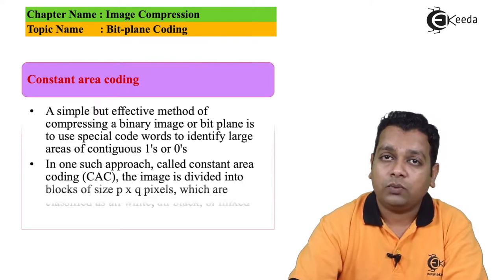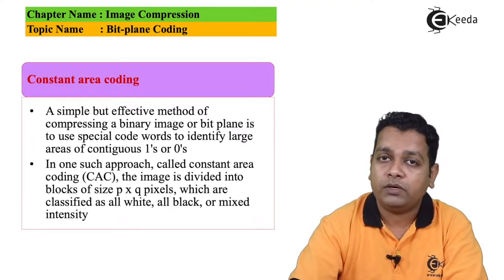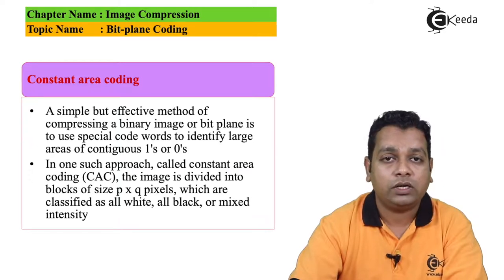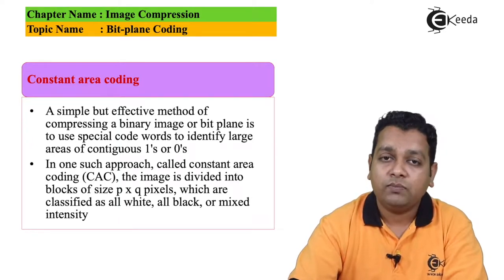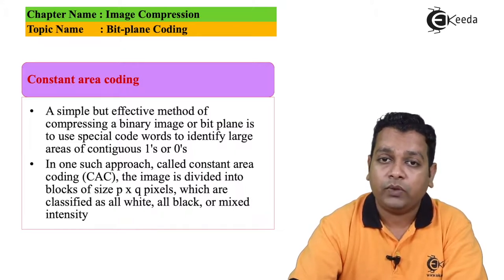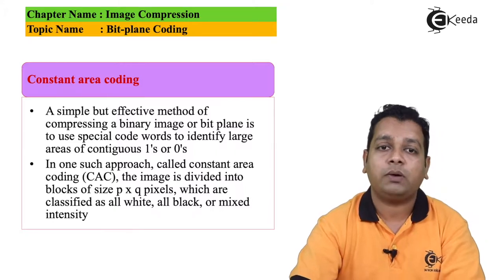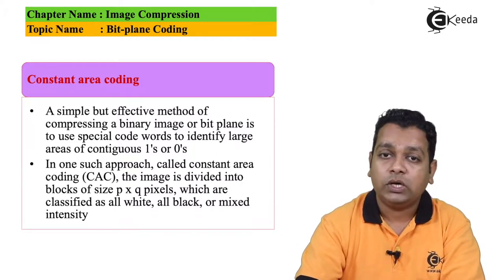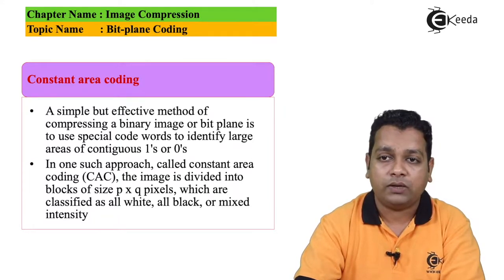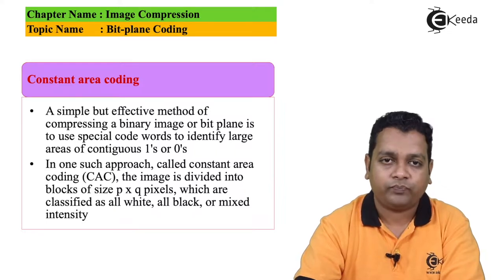Now, as we have covered the decomposition part to show you the bit plane coding, let us talk about constant area coding. A simple but effective method of compressing a binary image or a bit plane is to use special code words to identify large areas of contiguous ones or zeros. In one such approach called constant area coding, abbreviated as CAC, the image is divided into blocks of size p by q pixels, which are classified as all white, all black or mixed intensity.